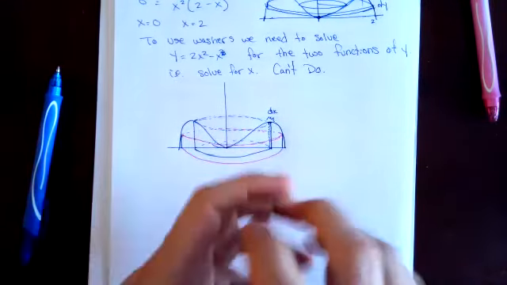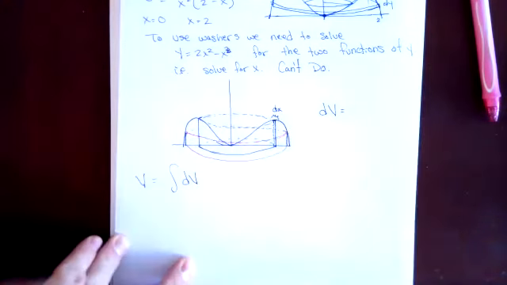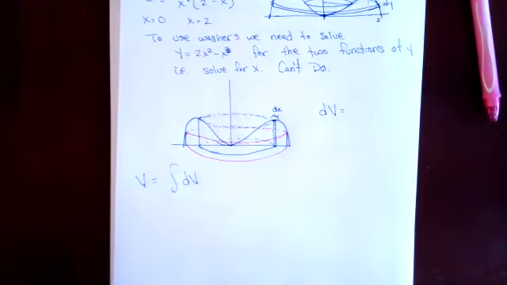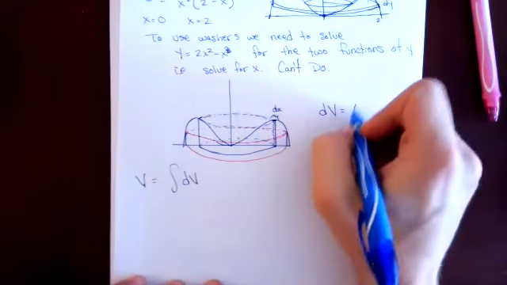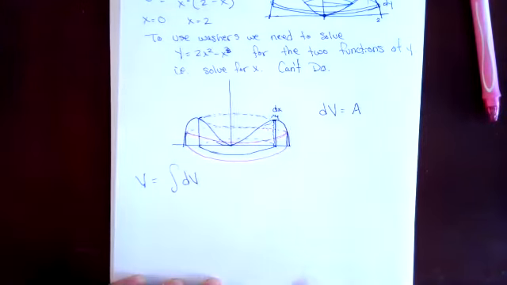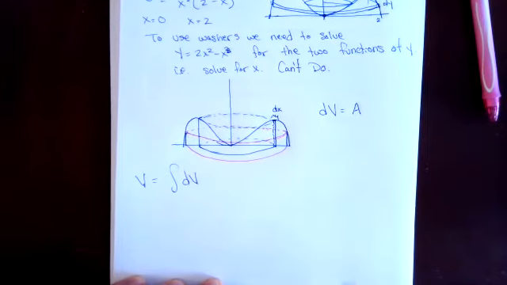Okay, so let's write out our generic statements. Volume is just the sum of all of the infinitesimal pieces of volume. What is our infinitesimal piece of volume? It's the volume of one of these shells. One of these shells is the area of the cylinder times the width of it, the thickness of the cylinder.